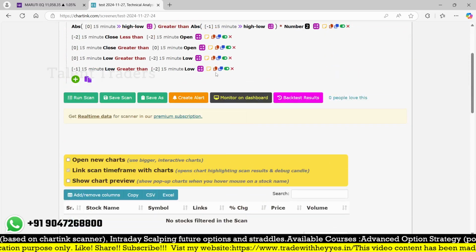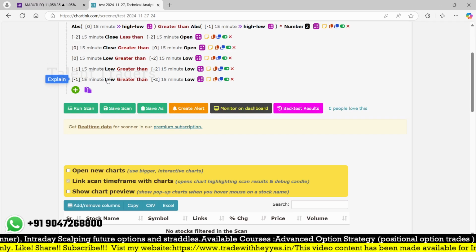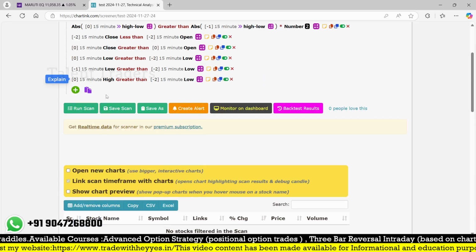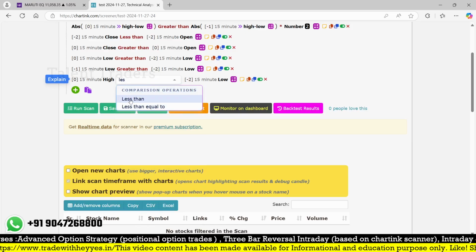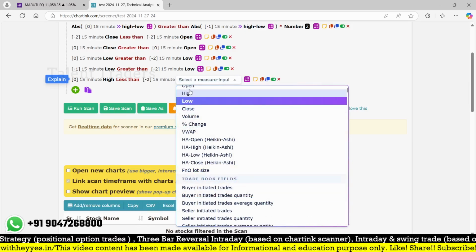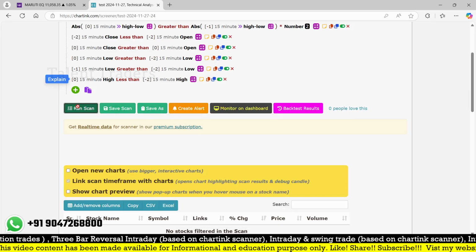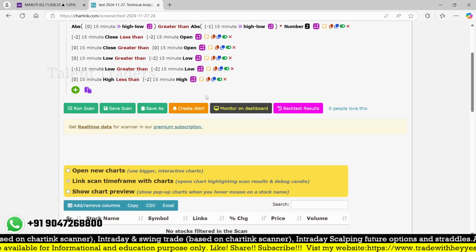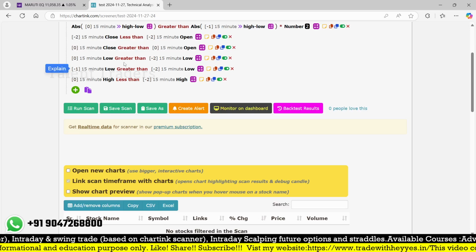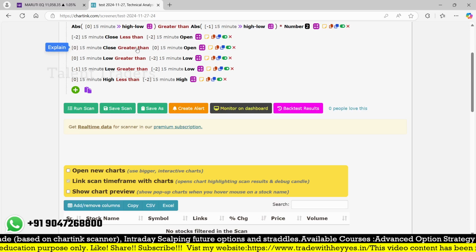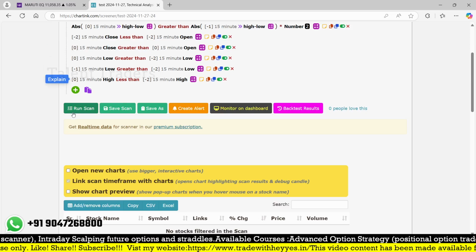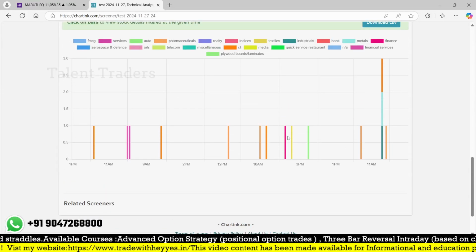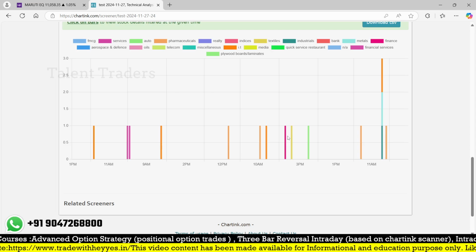And let me add the same over here. High of current candle must be less than 2 candles ago high. If you add this, then it would be more powerful. Let me check. Yes. So very few stocks, at least 1 or 2 stocks for intraday. So this is an intraday 15 minute scanner.